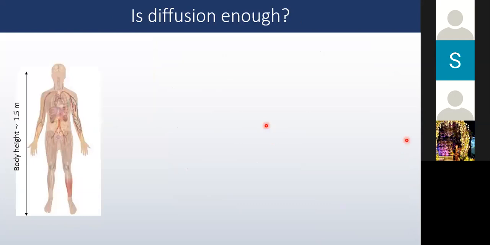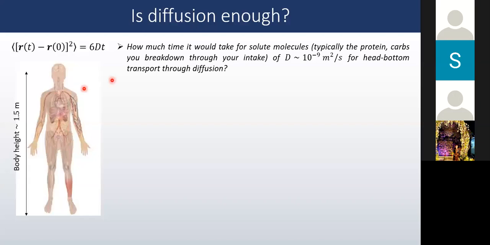First, I will give you an example where I will ask you to calculate something. We all are human beings, we all eat food, right? And we all break it down to smaller particles like colloidal substance. So I give you an average adult body height, and I give you the diffusion equation in 3 dimensions. And I ask you this question: how much time would it take for the particles that you normally eat and break down to colloidal length scales, and which have a diffusion coefficient of 10 to the power minus 9 meters squared per second, for head to bottom transport? That is, if you eat, how much time would it take to reach the bottom of your body? And I will wait for answers from the audience.